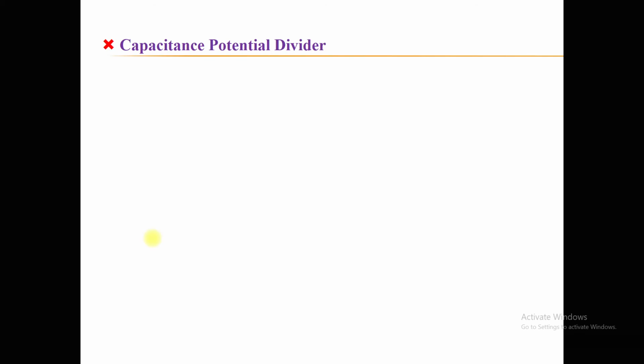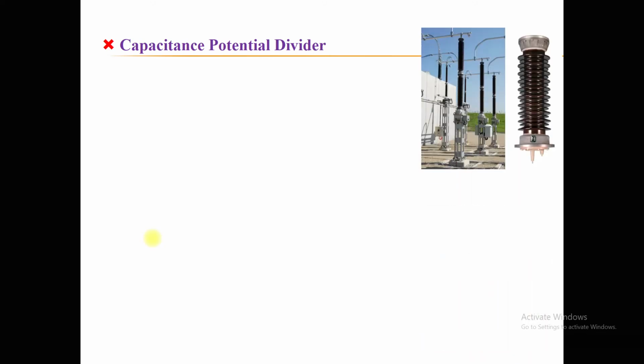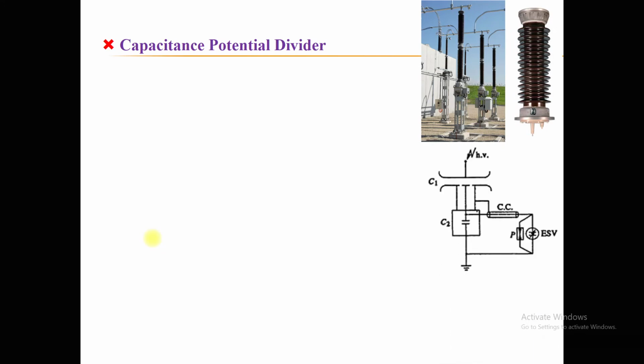The other method is the capacitance potential divider. In the previous one, as the name suggests, resistance potential divider, resistances are used. Here, in the capacitance potential divider, you can see the capacitors. This is your capacitance potential divider arrangement. This is the high voltage capacitor C1, this is the low voltage capacitor C2. ESV is the electrostatic voltmeter. P stands for the protecting gap, which is used to protect the electrostatic voltmeter.